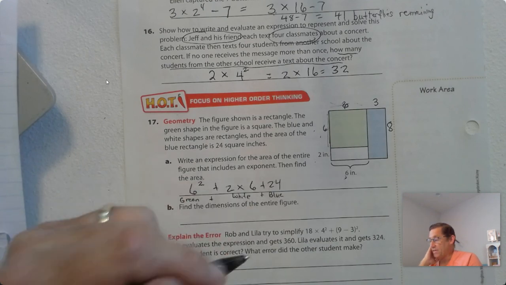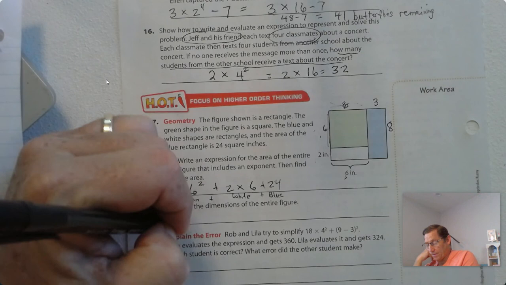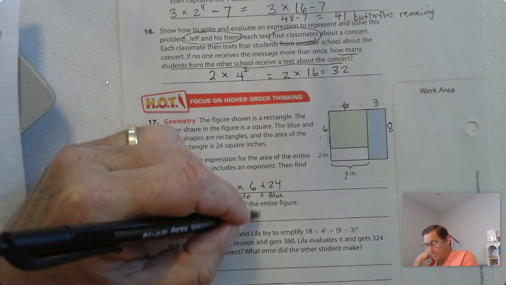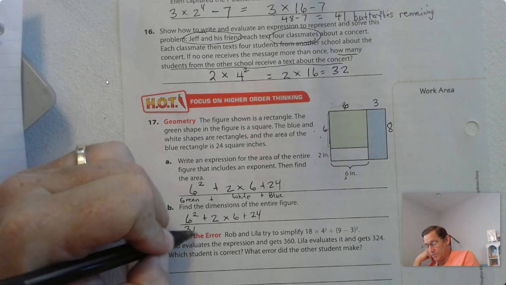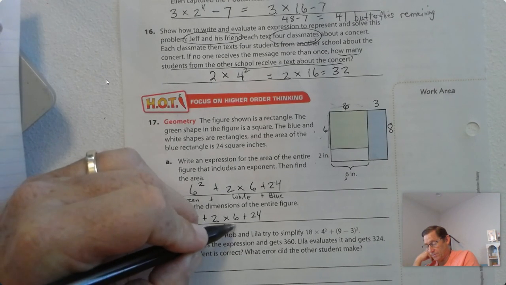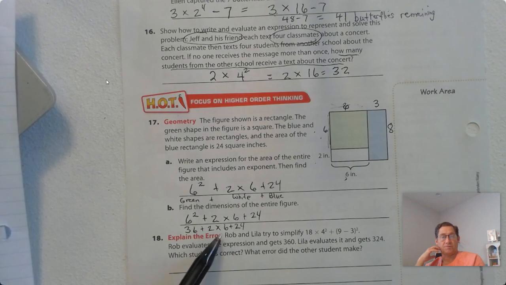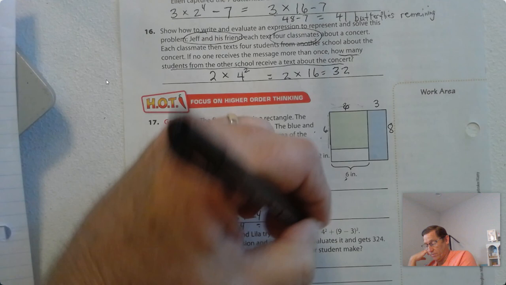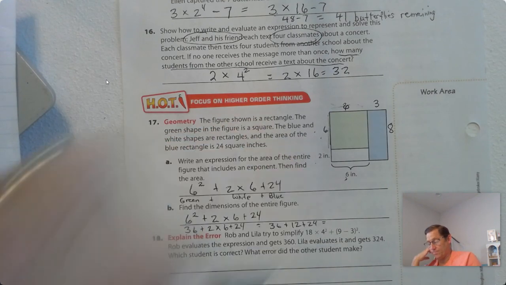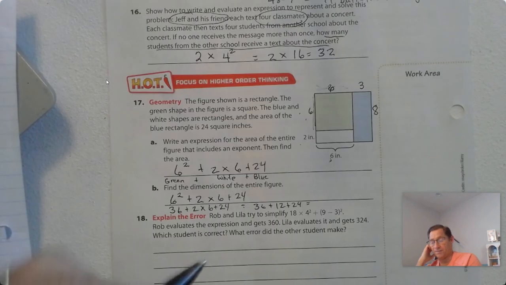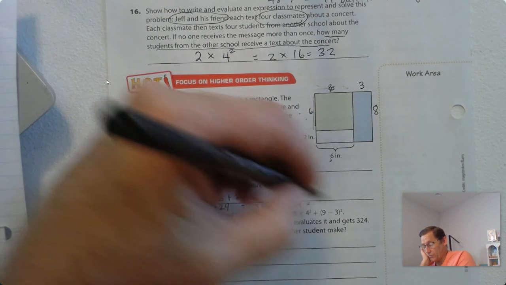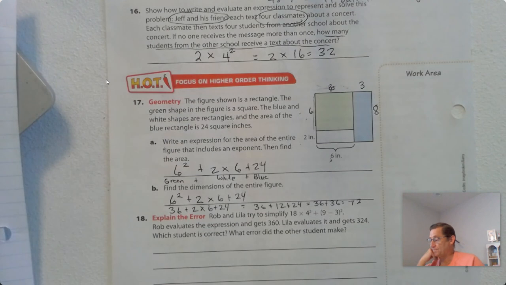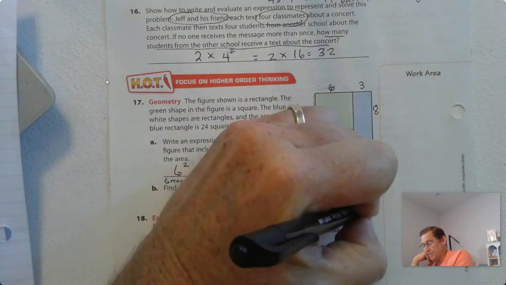Okay, so now find the area of the overall figure. Do the exponents first. 36 plus 2 times 6 plus 24. Now do the multiplication next. So 36 plus 12 plus 24. Okay, so now all we have is addition. So I'm going to go 36 plus 36, 72 inches squared.